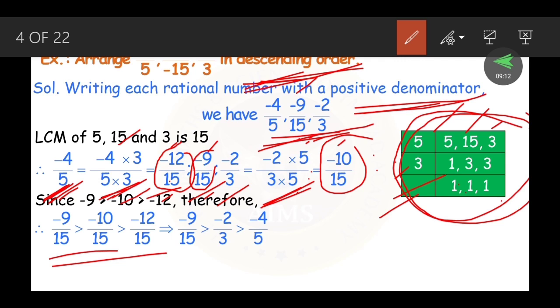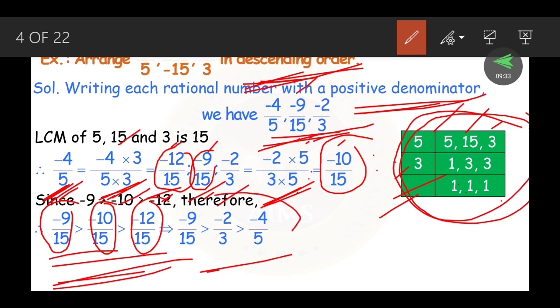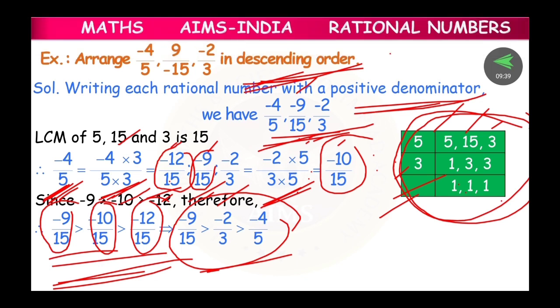Which one is largest? If we have a minus symbol, the lesser value will be the greater value. So minus 9 by 15 will be the largest. Next minus 10 by 15. Next minus 12 by 15. This is the descending order. We can write them in terms of original fractions like this.